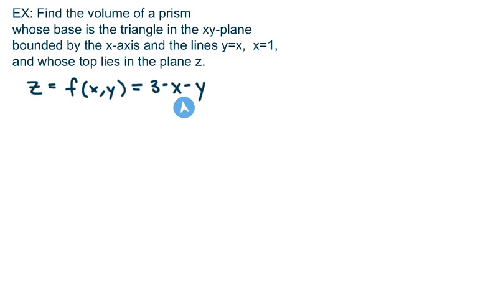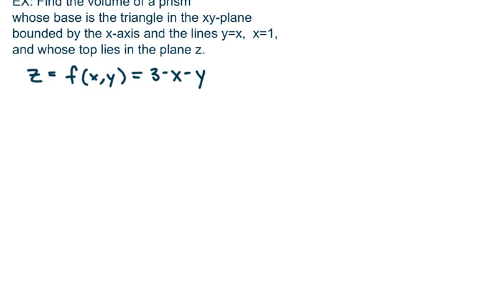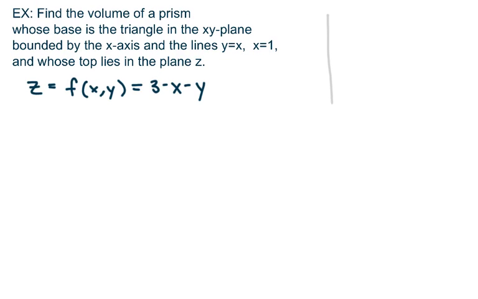So this is up in space. This is a function of two variables. The output is z. Let's think about our region. It's important for us to think about our region because it lets us know how to set up our bounds for integration. So we are in quadrant 1.